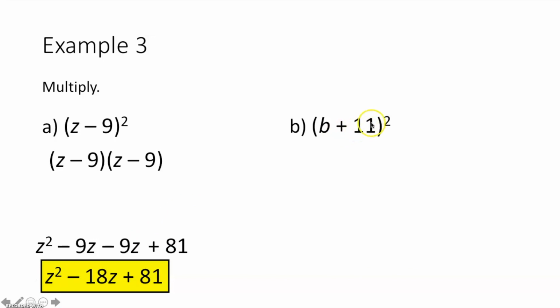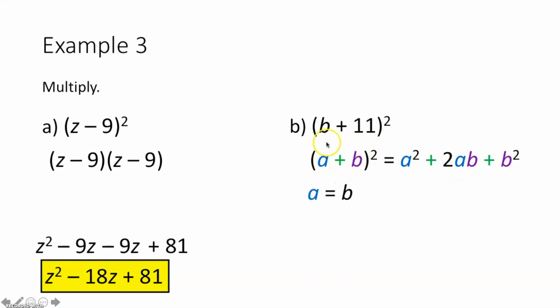Here, we have b plus 11, the quantity being squared. Since we have a binomial being squared, this is going to turn into a perfect square trinomial. Since we have a sum, we're going to use the sum formula, the one with the plus. So that just means both of the signs are positive. Sweet! Now we figure out what's our a value and what's our b value.